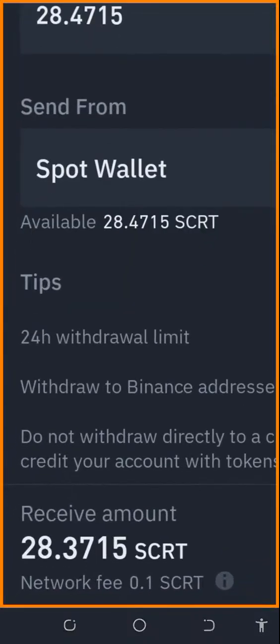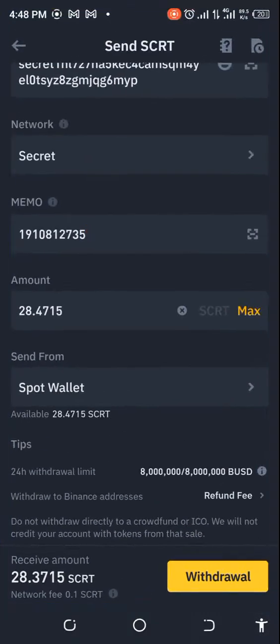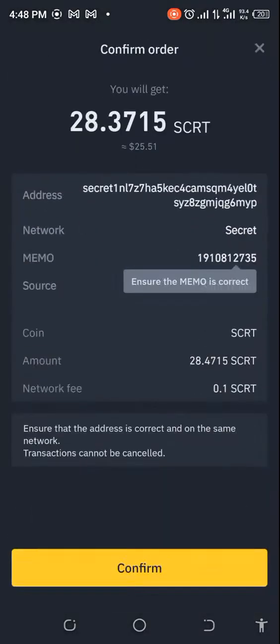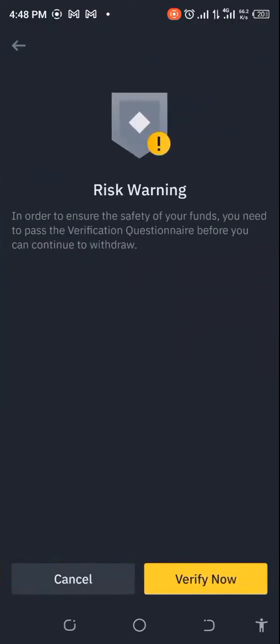The transfer fee is 0.1 SCRT, which is like 8 cents, which is still on the safe side, so it's okay. We're just going to go ahead and withdraw. Okay, it's telling me to do my verifications and confirm whether I want to withdraw this. I'll do that and then we'll be back.